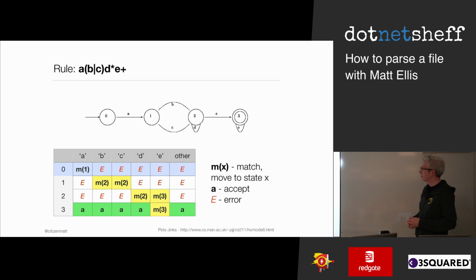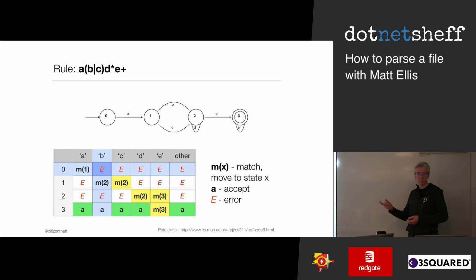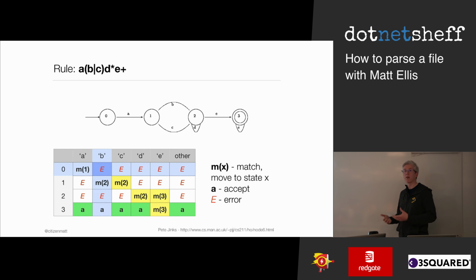We start at state 0. And let's say we try and match the character B. We look that up, state 0, character B, we get an E, it's an error. We don't have anything for that. We don't have a regular expression to match. So let's try A instead.